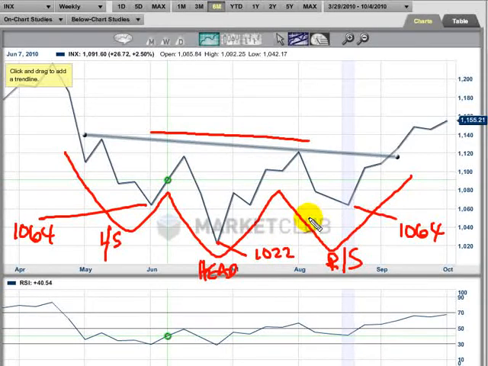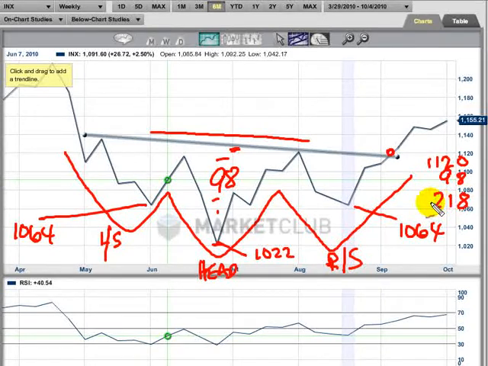1022. How you measure this is you take this low here up to about here, and you simply subtract one from the other, and it gives us 98 points. So what we would do from the breakout, which is right here at 1120, is add 98 points. So here we go. If I'm doing this correctly, it's 1218.